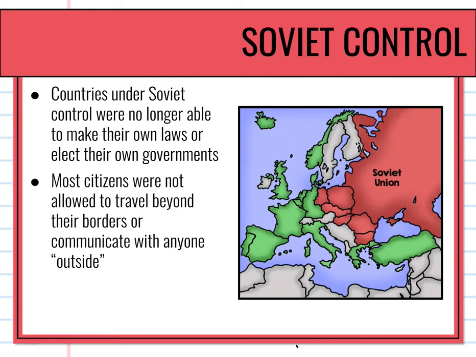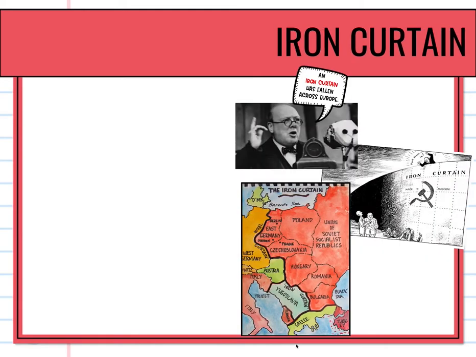Most citizens in the Soviet-controlled satellite nations were not allowed to travel beyond their borders, communicate with anyone outside. It was this stronghold where they kind of kept everybody in, kept everything very secret, because Joseph Stalin didn't want things getting out.